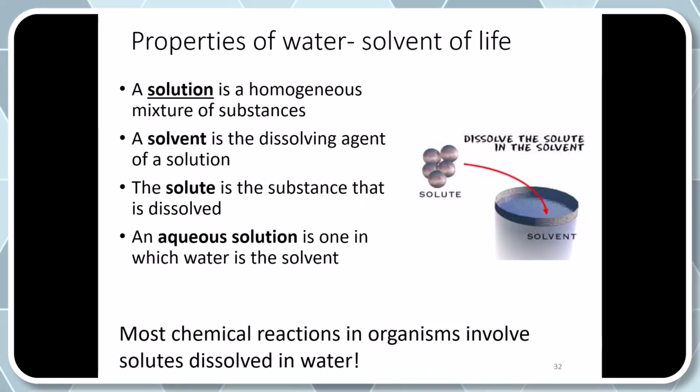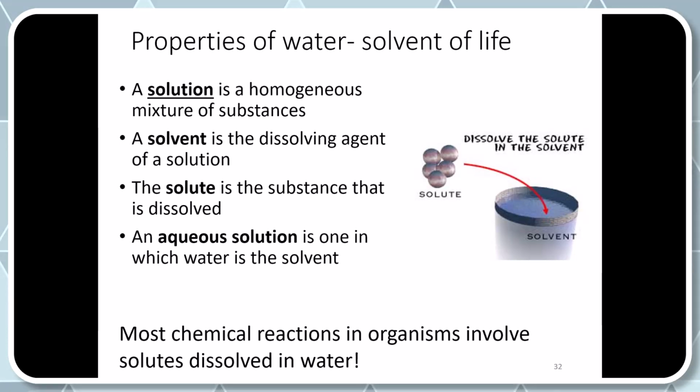Water is also a good solvent. Water is the dissolving agent for many solutions, right? In our bodies, again, we're roughly 70% water. We've got different things dissolved in our blood. A solution is a homogeneous mixture of substances, so it's evenly mixed. The solvent is the dissolving agent, and water is the solvent of life. And the solute is the substance that is dissolved in that solvent to make a solution.